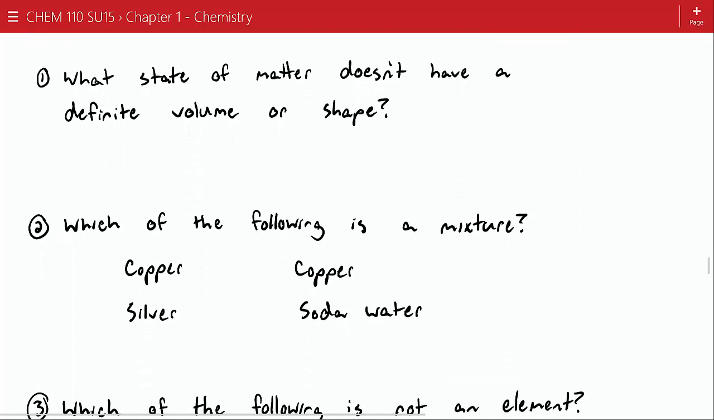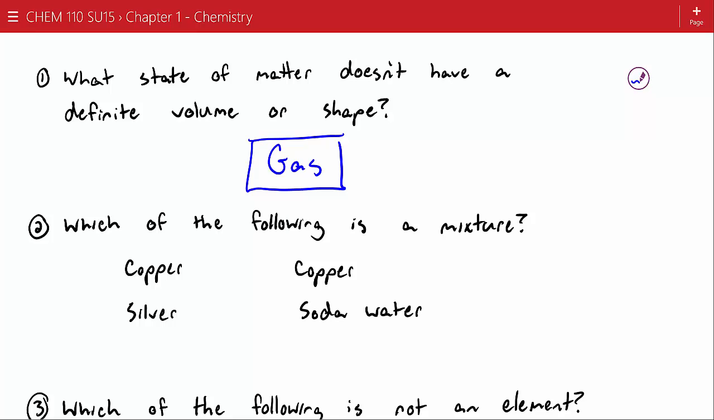If it's an opinion, that's not something that can be easily falsified. All right, let's do some of these questions that I've pulled up too. What state of matter doesn't have a definite volume or shape? What do you guys think? Would it be a solid, a liquid, or a gas? A gas, right? A gas will take up the volume of whatever room it's in, so in this case, gas would be the most appropriate answer here.